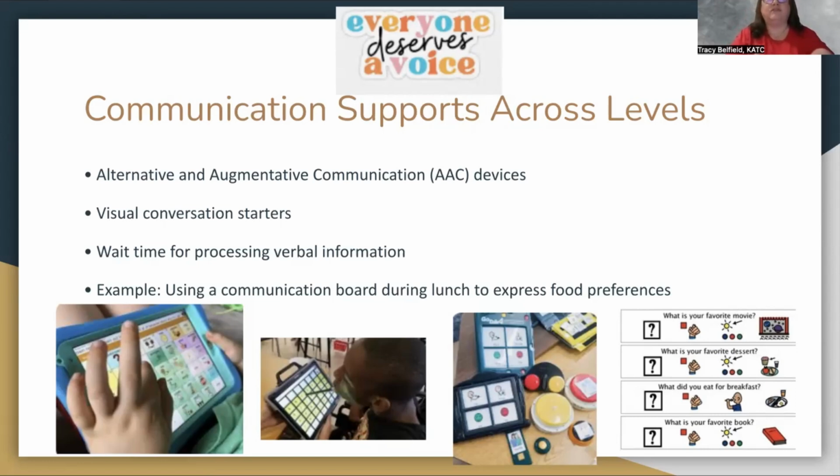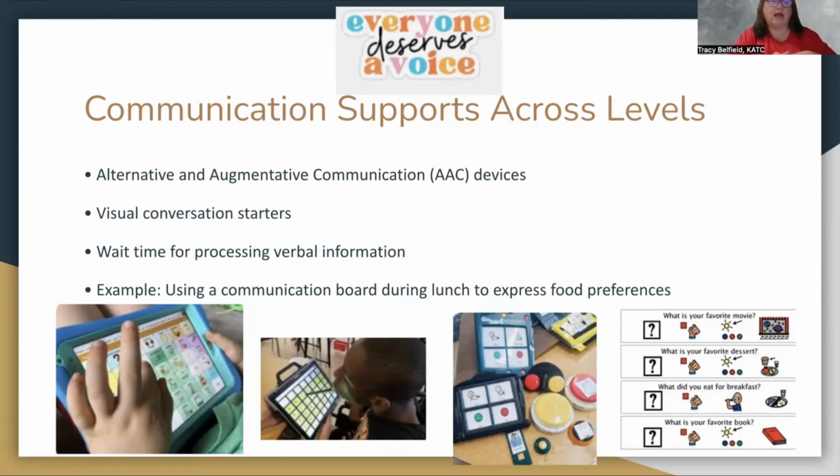And to be honest, even if they're not an AAC user, many on the spectrum just need extra processing time to really digest everything you're saying. So before you respond, you want to give them that time to do that. But you see lots of examples here at the bottom.